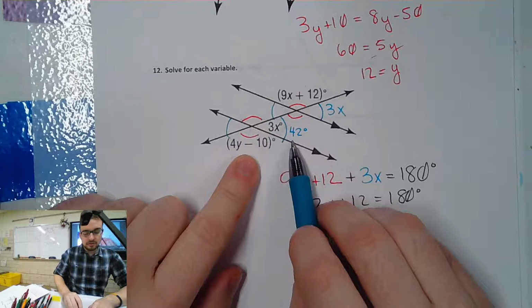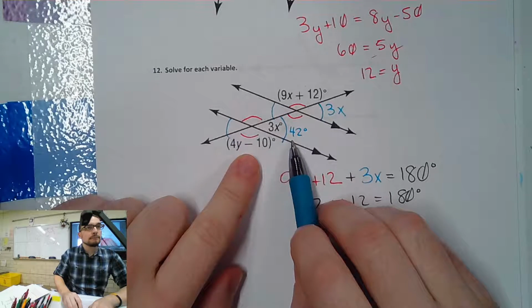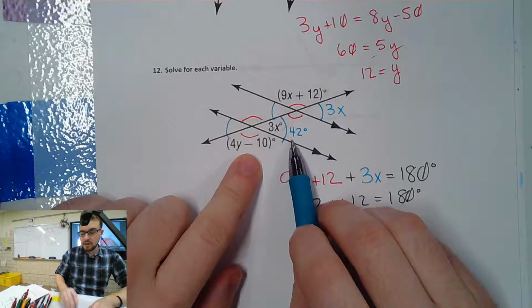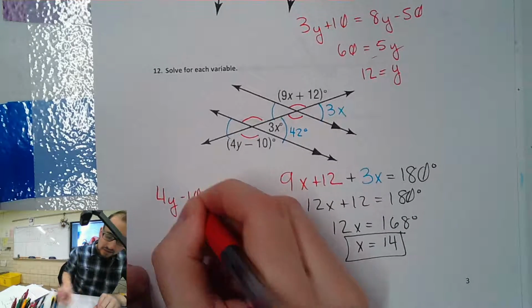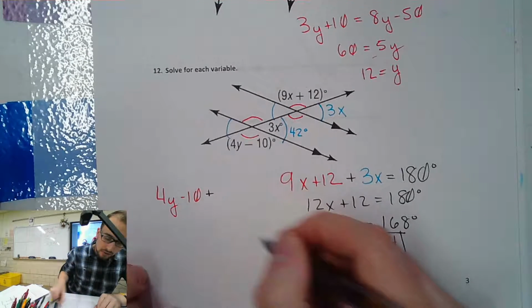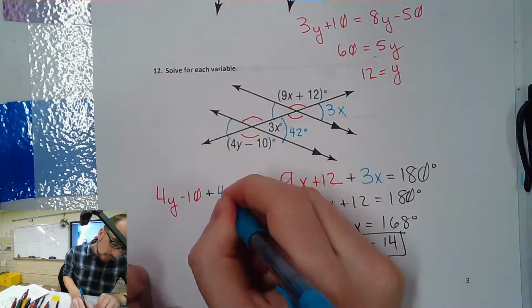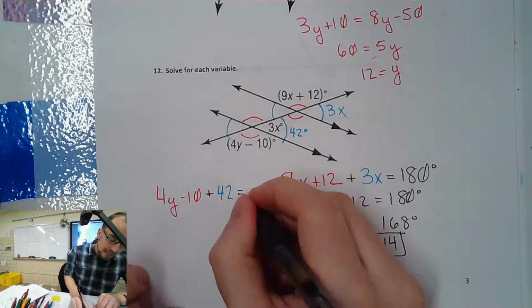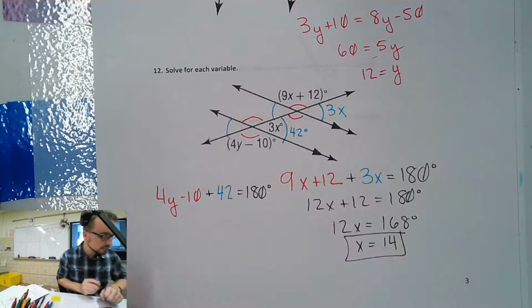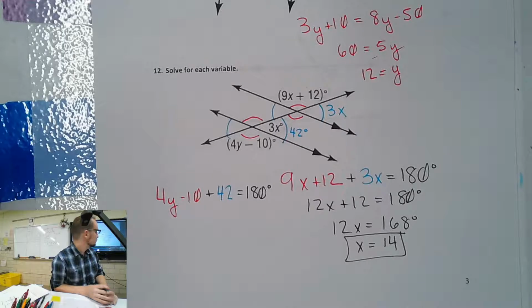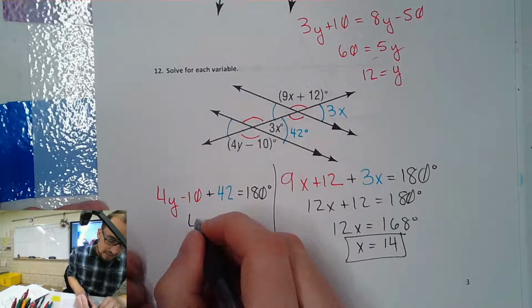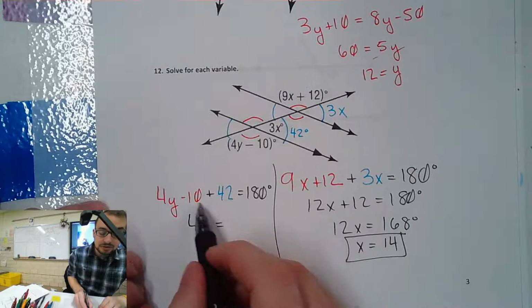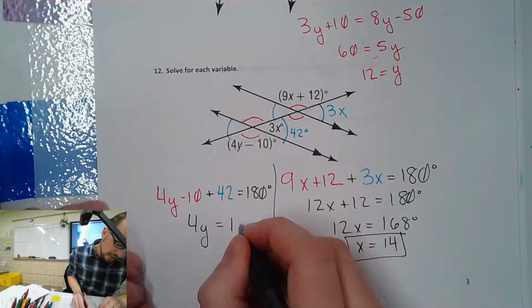These two angles are going to add up to what? 180 because they're a linear pair. So now I have something that's useful here. 4y minus 10 plus 42 is going to equal 180. And I can solve for y now because there's only one variable in this equation. So when I do the math, I get 4y on one side. That's 32. I'm going to subtract it from here. I'm going to get 148.